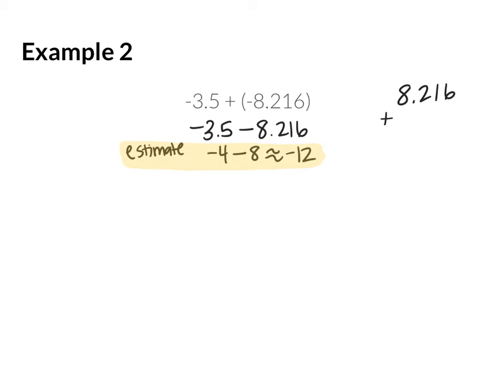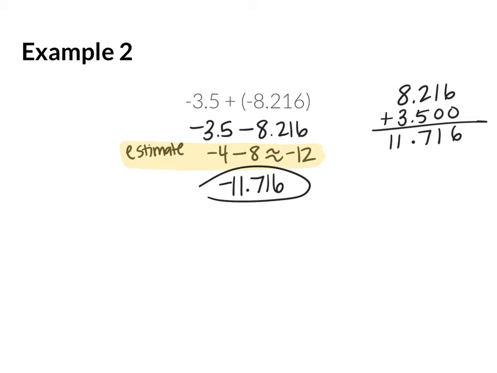the 8.216 and the 3.5. That gives me a 6, a 1, a 7, and an 11. Now, when I write my final answer, I'm going to notice that it's not close to my estimate because my estimate is a negative. And I almost forgot my negative. My final answer is -11 and 716 thousandths because I had -3.5 and then I took another 8 away, giving me a total of -11.716.